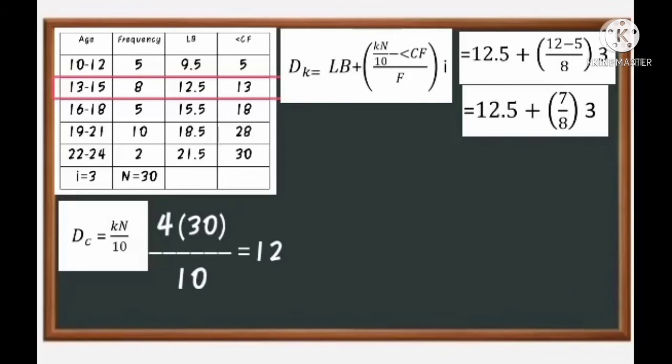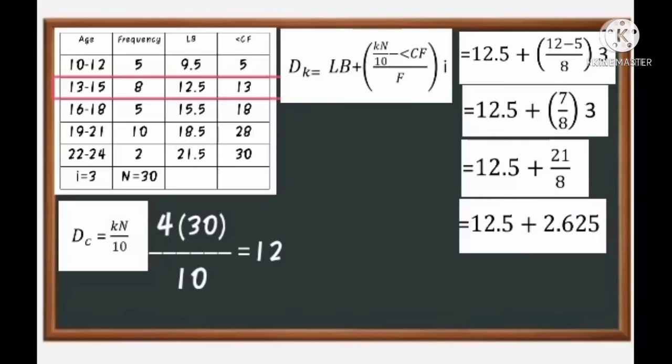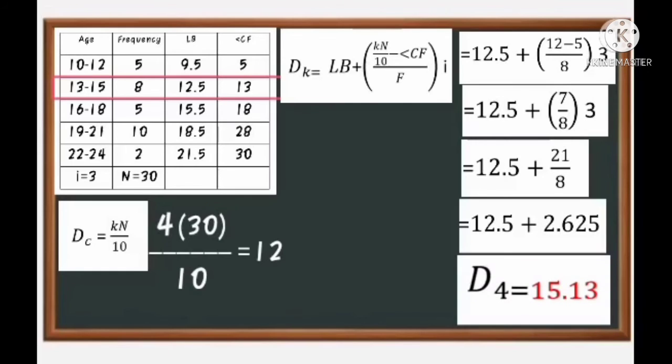Let's continue. 12.5 plus 7 times 3 is 21, over 8. Then 12.5 plus 21 divided by 8, which is 2.625, is equal to 15.13. So decile 4 is equal to 15.13.